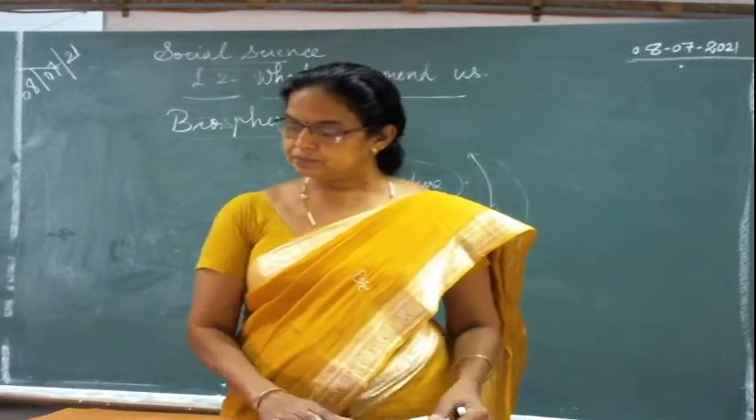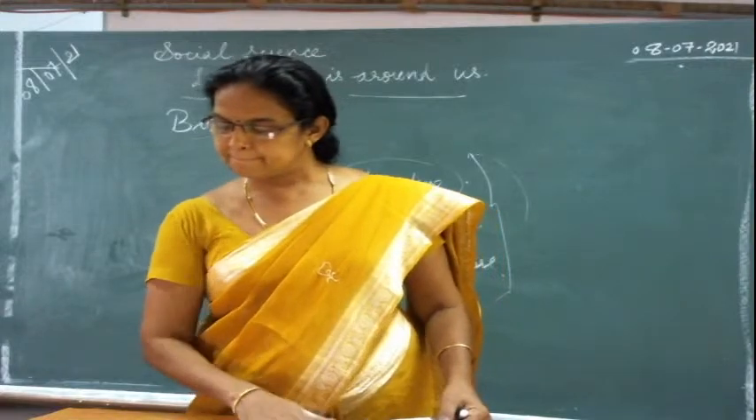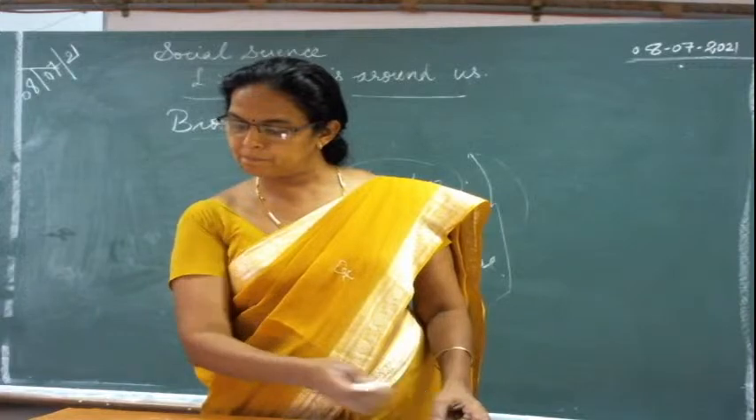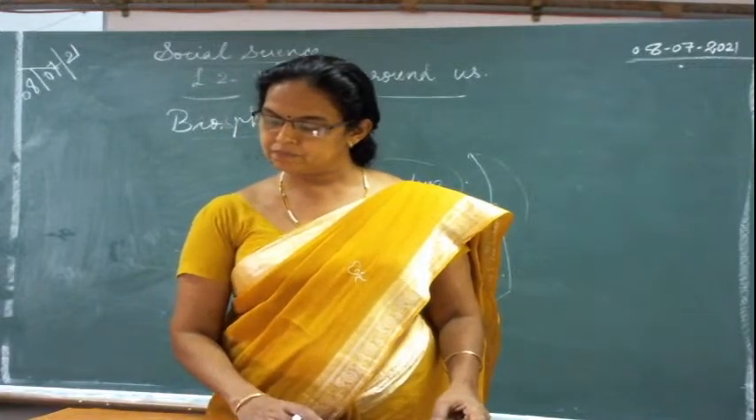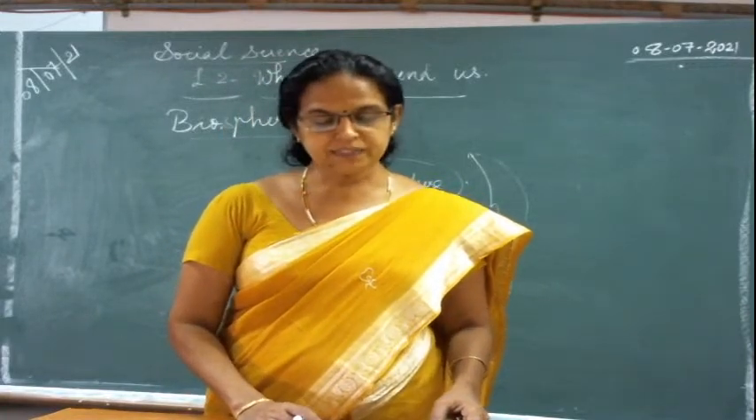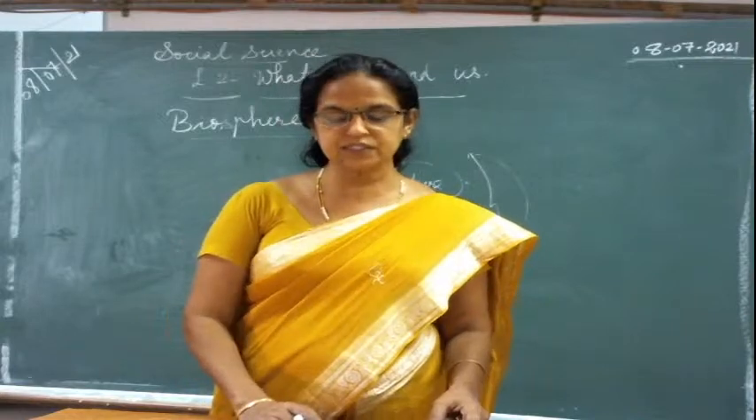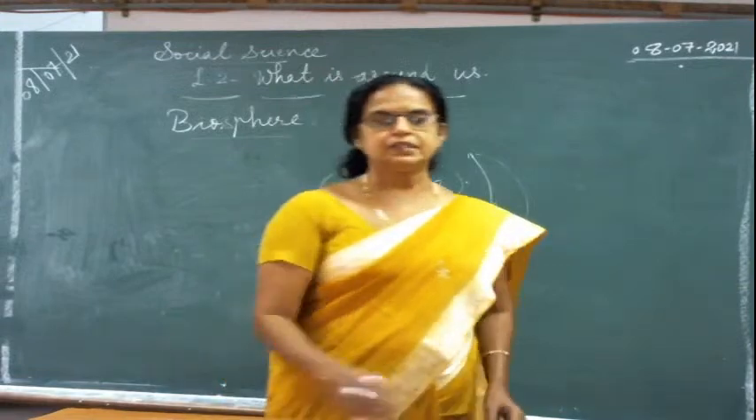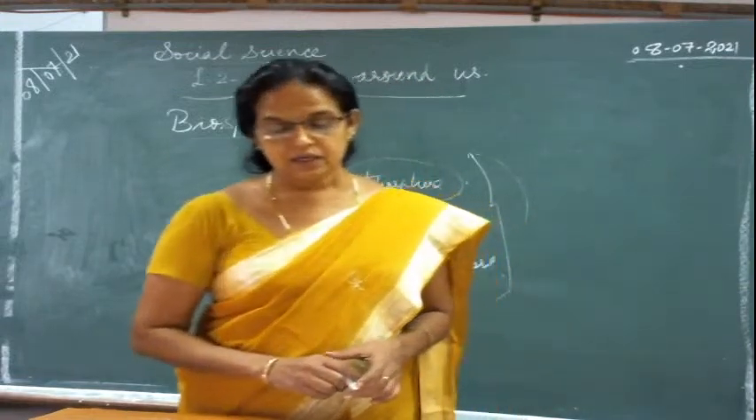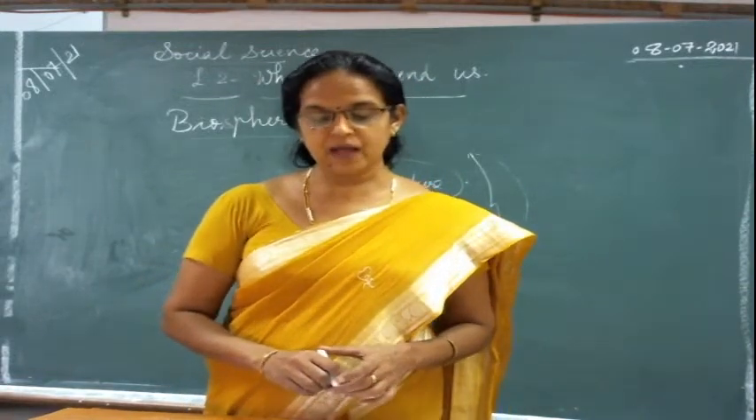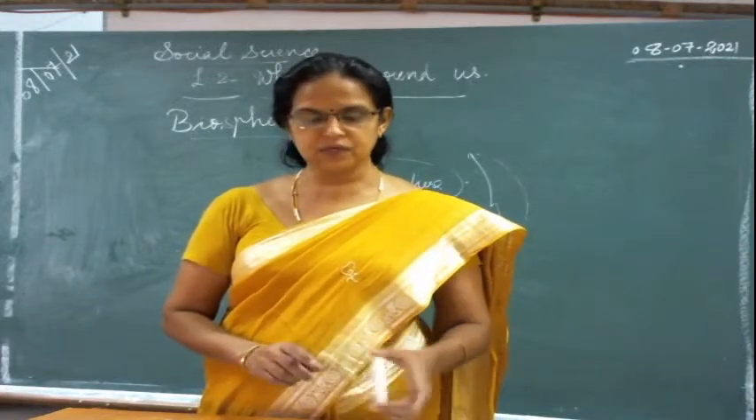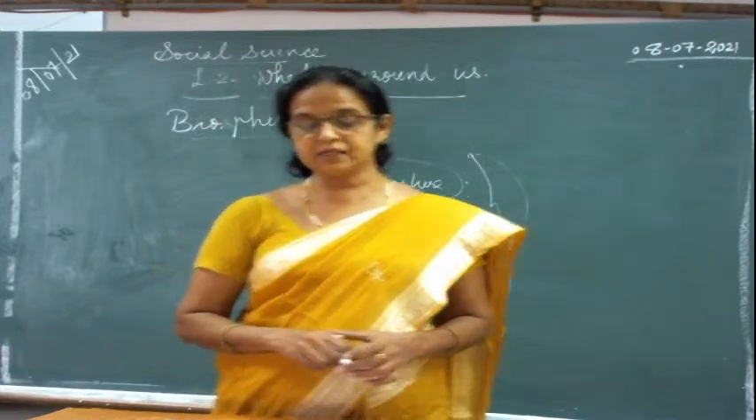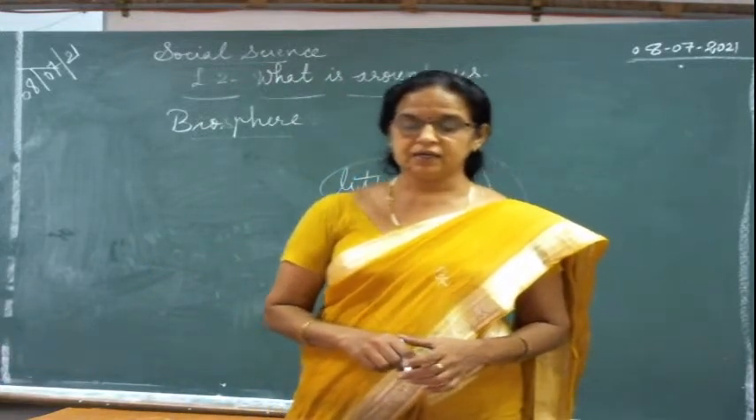Next one. How much time was taken by the Earth to reach its present form after being detached from the Sun? It is said that it took nearly 4.5 billion years. It is not given in the textbook, you can just note it down. 4.5 billion years it has taken.